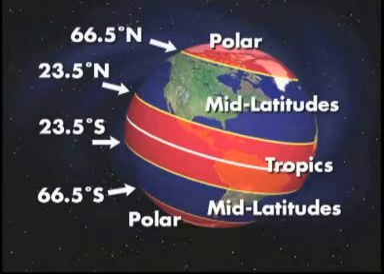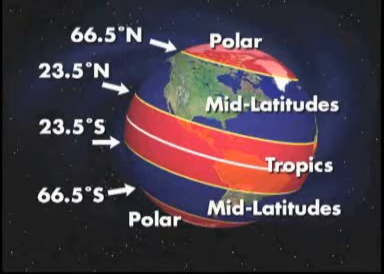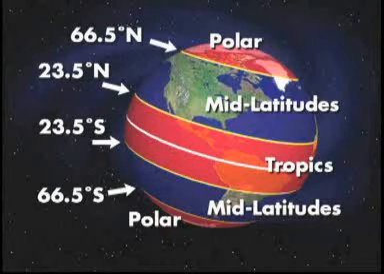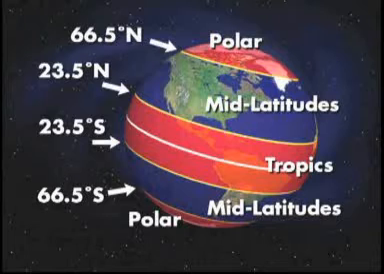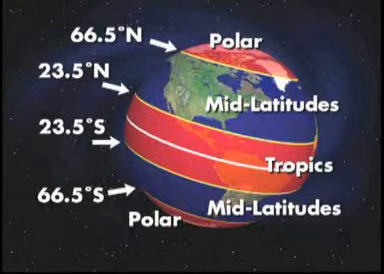Depending on your location, you're either in the polar regions, the mid-latitudes, or the tropics. The polar regions are above 66.5 degrees north latitude and below 66.5 degrees south latitude. The tropics fall in between 23.5 degrees north latitude and 23.5 degrees south latitude and include the equator. Between the polar and the tropic regions lie the mid-latitudes.